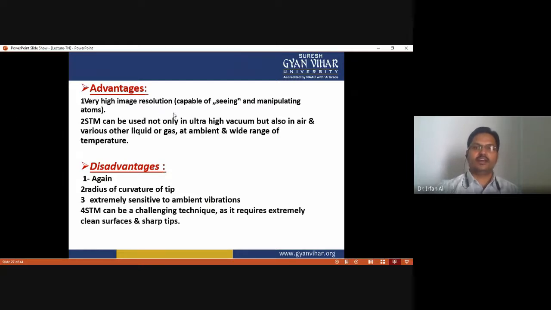Very high image resolution, capable of seeing and manipulating atoms, and scanning tunneling microscopy can be used not only in ultra high vacuum but also in air and various other liquids or gases at ambient conditions and a wide range of temperatures. And disadvantages are that the radius of curvature of the tip is extremely sensitive to ambient vibration, and scanning tunneling microscopy can be a challenging technique as it requires an extremely clean surface and sharp tip.